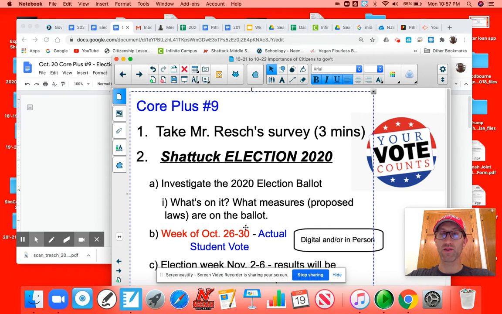The purpose of today's Core Plus lesson is to get you acquainted with our 2020 student election that will be held right here at Shattuck Middle School next week.